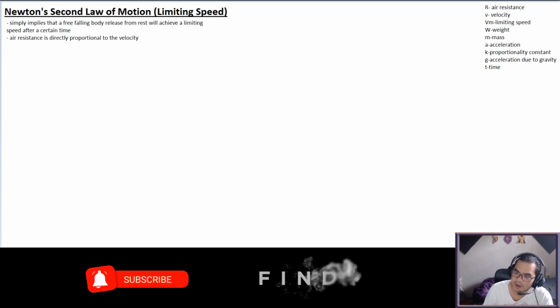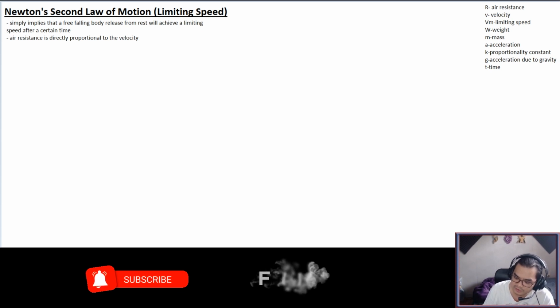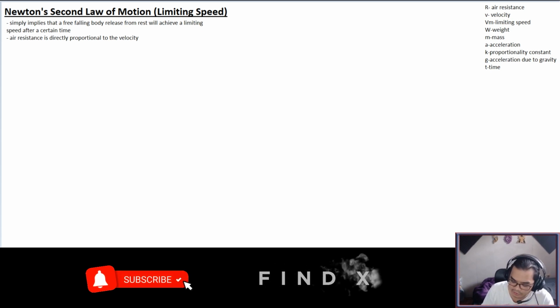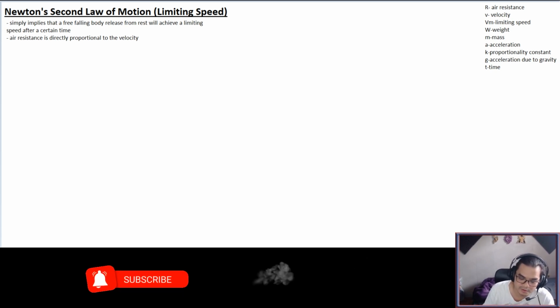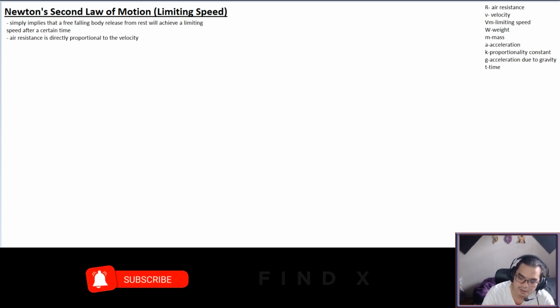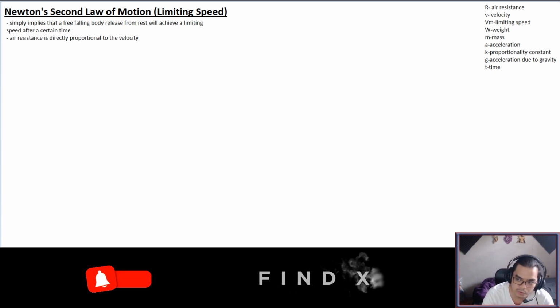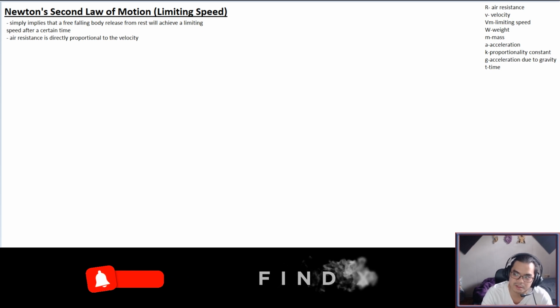over time. However, Newton said that the ball will not achieve an infinite speed. It will achieve a maximum speed, and after that, it will no longer change the speed or velocity of that body. Let's say after 10 seconds it achieves 160 meters per second, and that will be the limiting speed of the ball. After 20 seconds, it will still be 160 meters per second. After 30 seconds, still 160. So that's what is meant by limiting speed.